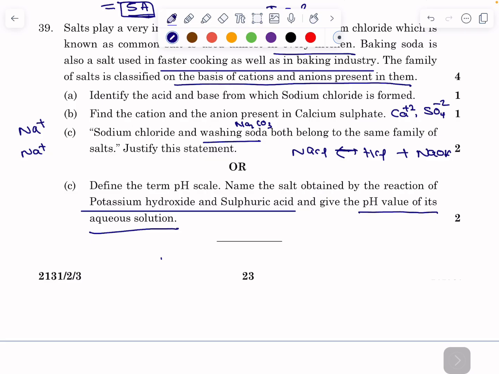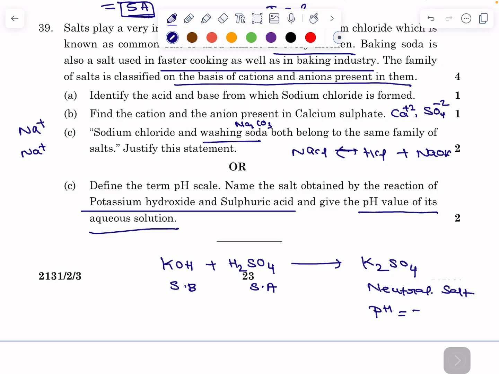When potassium hydroxide reacts with sulfuric acid, what type of salt will you get here? That is potassium sulfate, K2SO4, and both are strong. Potassium hydroxide is a strong base, and sulfuric acid is a strong acid. So the combination of a strong base and a strong acid gives a neutral salt. K2SO4 is a neutral salt. And what is the pH of a neutral salt? That is 7. So pH is equal to 7.